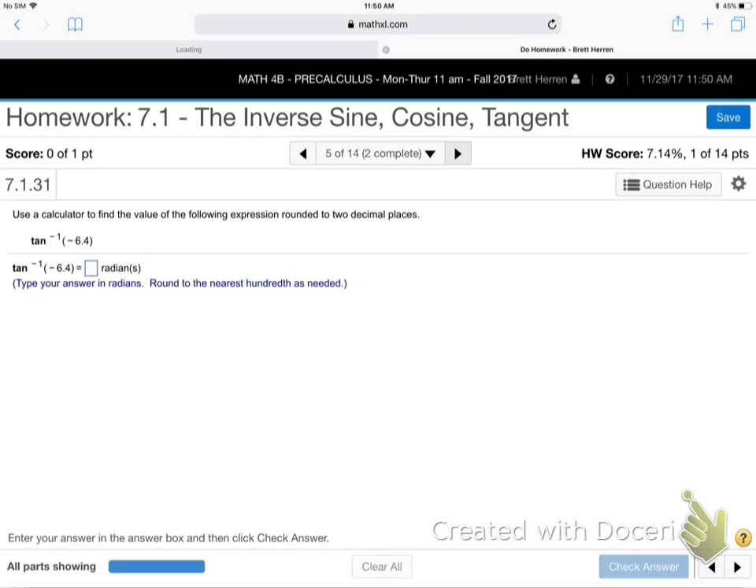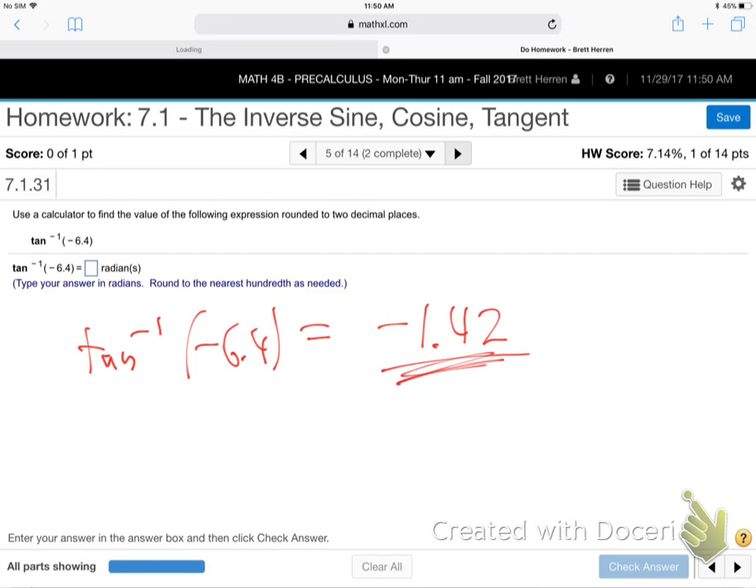So tangent inverse of minus 6.4 radians. Hit the buttons on your calculator. Tangent inverse of minus 6.4. I'm getting minus 1.42. Remember to use the right negative. The calculator flips out if you use the subtraction key instead of the negative. So that's a radian angle.